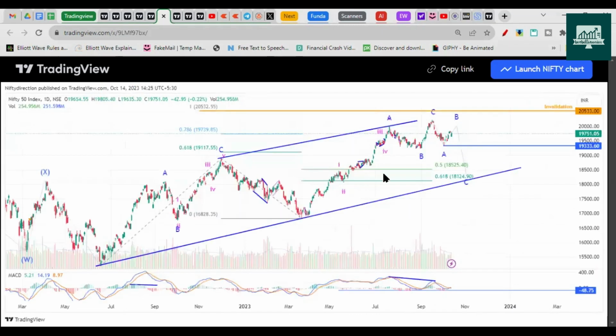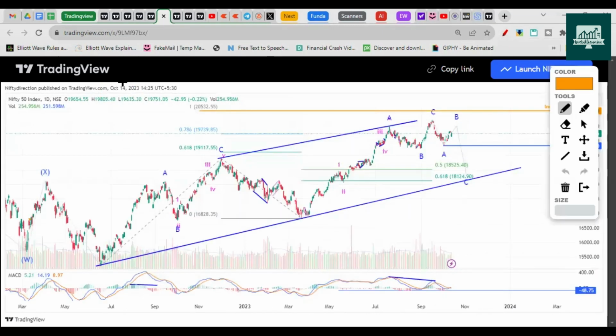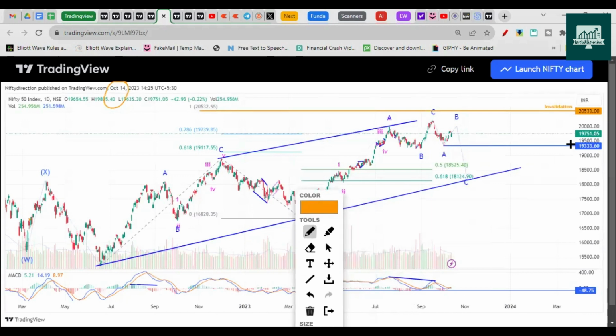And then there was another chart that we discussed on October 14th, that Nifty is coming towards this zone. This time Nifty was at 19,751 and we expected it to drop on the downside, making a low near 18,525. But Nifty made a low right now at 18,830 something, right? So that was the low, and now Nifty is trying to go up.